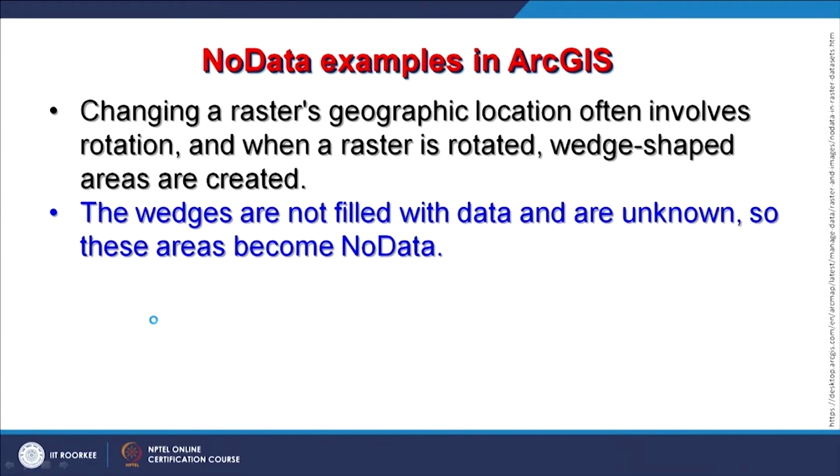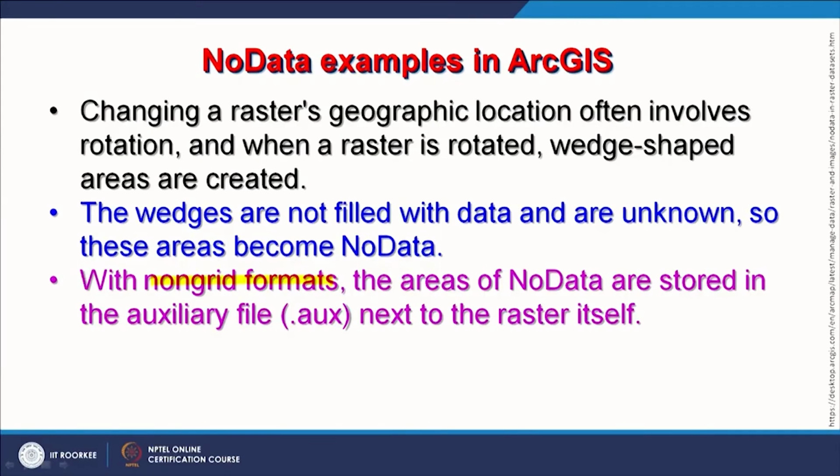Wedges on the sides of an image or raster not filled with data are basically unknown values, so they automatically become no data. With non-grid formats, maybe satellite images or other data, the areas of no data are stored in an auxiliary file, that is .aux, next to the raster itself. When we store on our hard disk or any storage device, you will often see a file having the same initial part, but the extension is aux. Here the information about no data is stored.